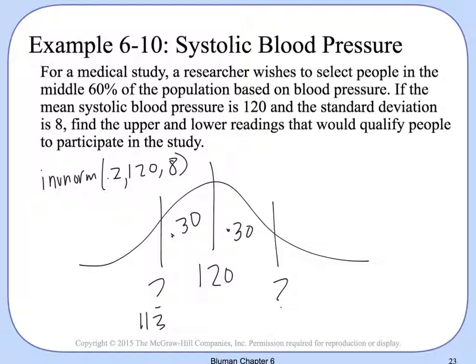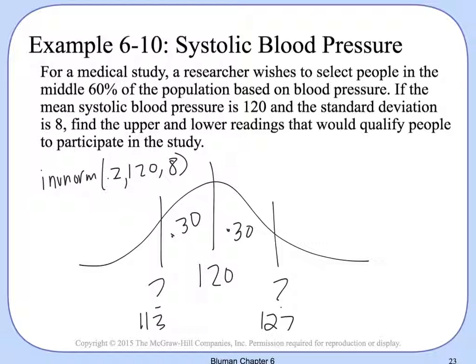And then how about the top cutoff then? Well, since it's symmetrical, that's 7 below. I should have to go 7 above. It should be a 127. I'm just using common sense there, okay?